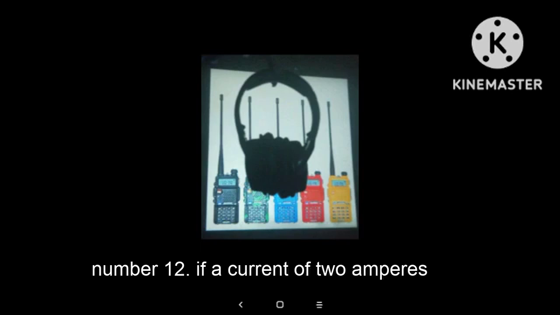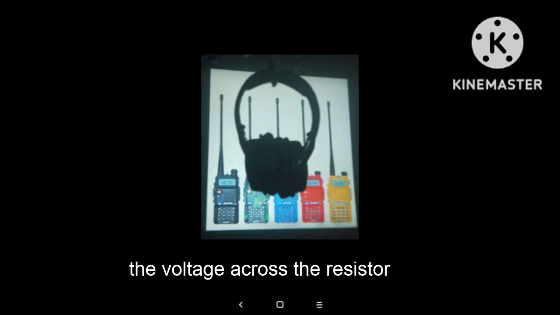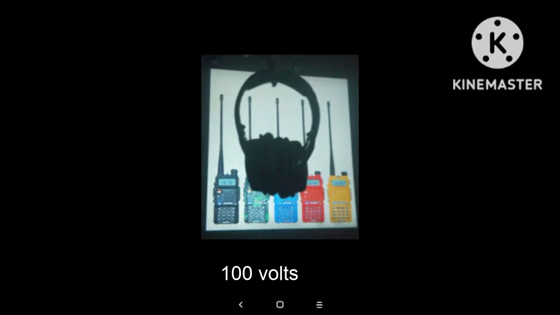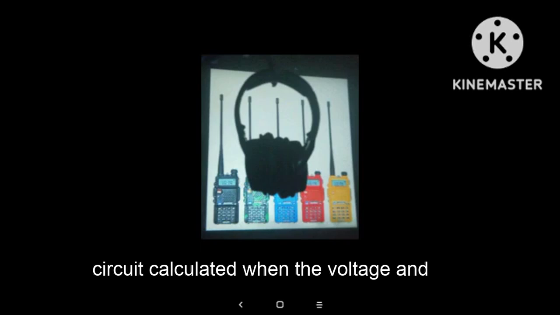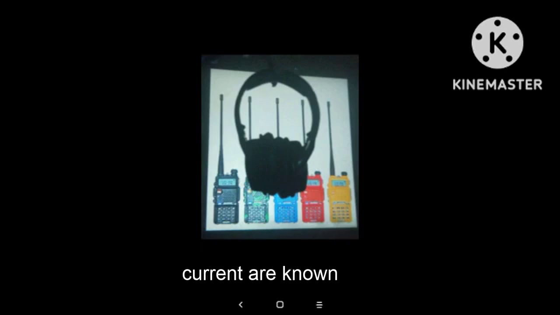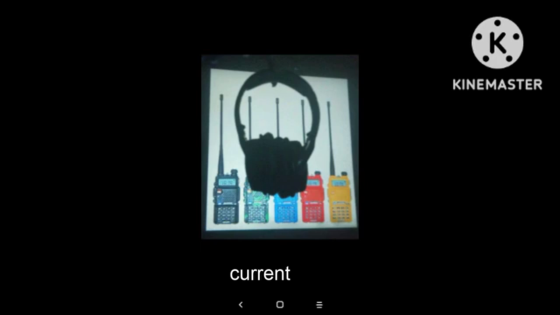Number 12. If a current of 2 amperes flows through a 50 ohm resistor, what is the voltage across the resistor? 100 volts. Number 13. How is the resistance in a DC circuit calculated when the voltage and current are known? Resistance equals voltage divided by current.